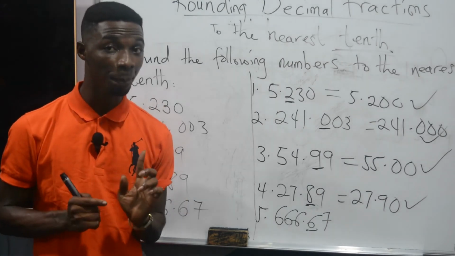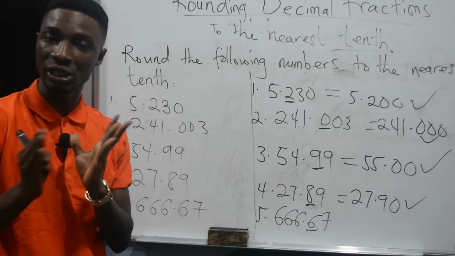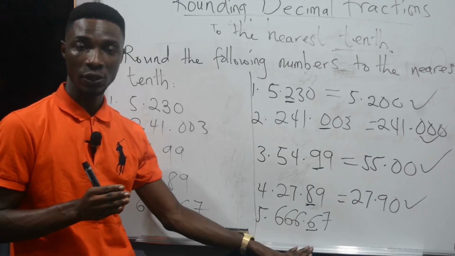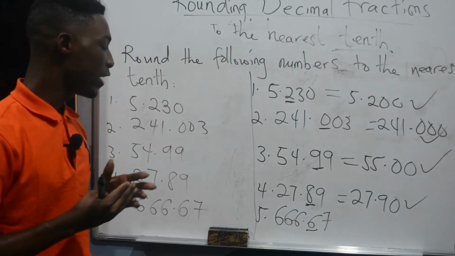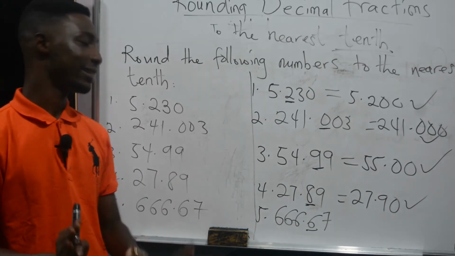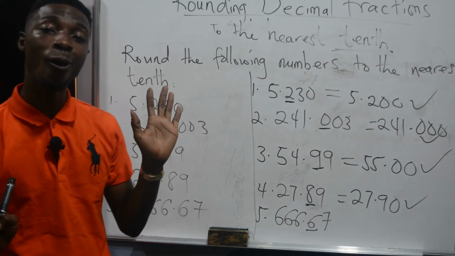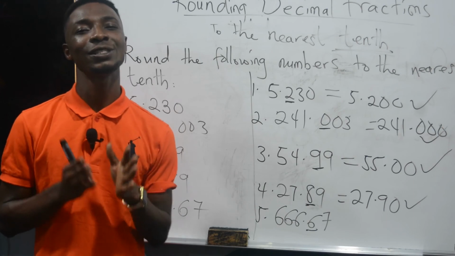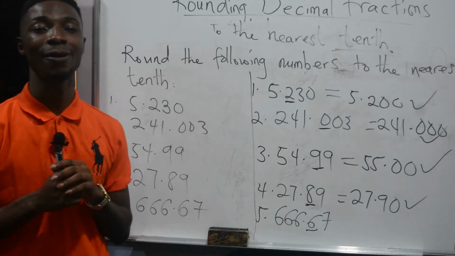That is the first step. Always try to underline or locate the kind of position you are interested in. And that is the 10th position. So you underline the number first. Then after that, the next step to take is look at the number just after the position you have underlined. And that is 7. Is it more or less or equal to 4? It's more than 4, right? So what you need to do next is to add 1 to the one you have underlined, change the 7 to 0. And there you go.